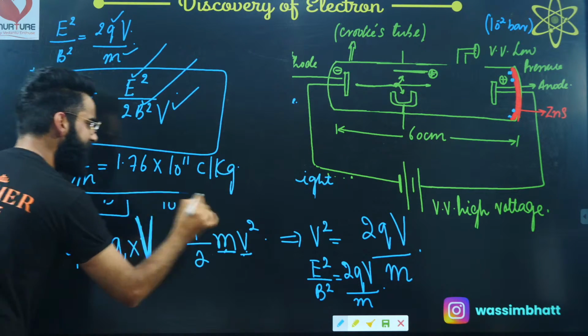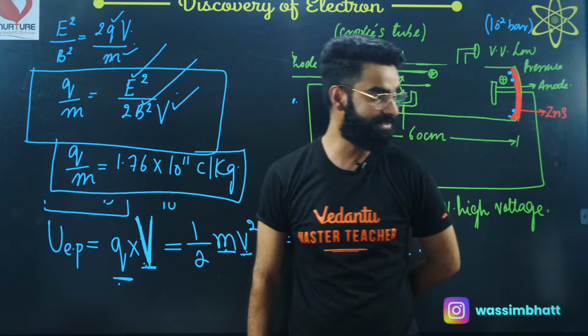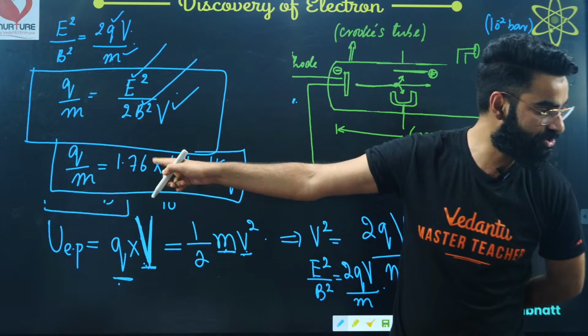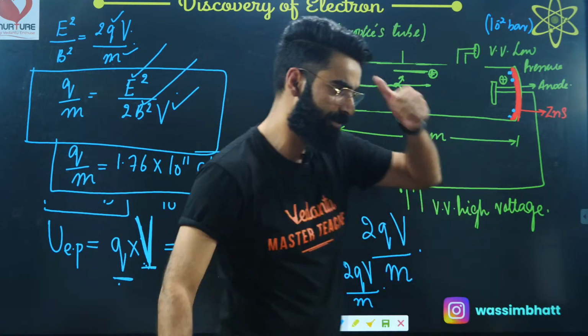So this is how he calculated the charge by mass ratio of the electron, right? This is how he calculated the charge by mass ratio of the electron. Can you let me know fast in the chat box if it's clear to you? Yes?